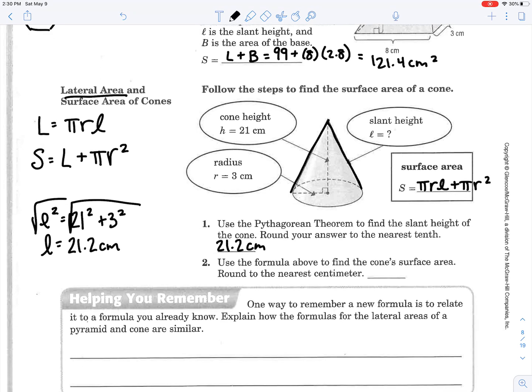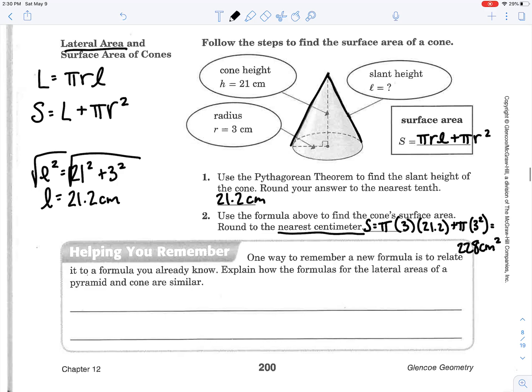Use the formula above to find the cone's surface area. So we would say pi times the radius times the slant height plus pi times the radius squared. Go slow, plug it into your calculator, make sure you're using order of operations, so you want to deal with exponents first. Round it to the nearest centimeter, nearest whole number, 228 centimeters squared.